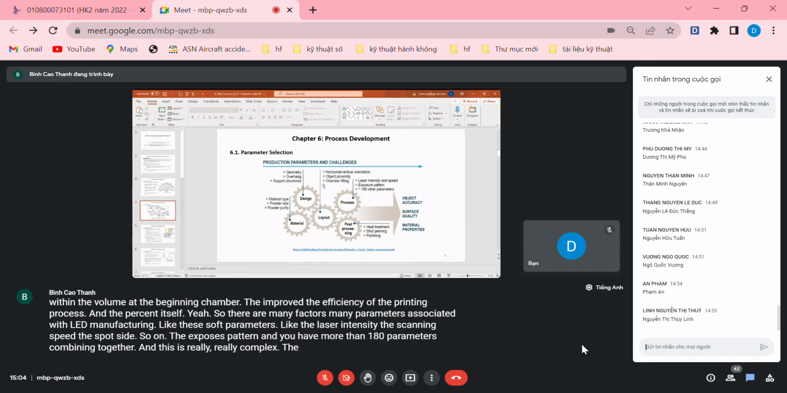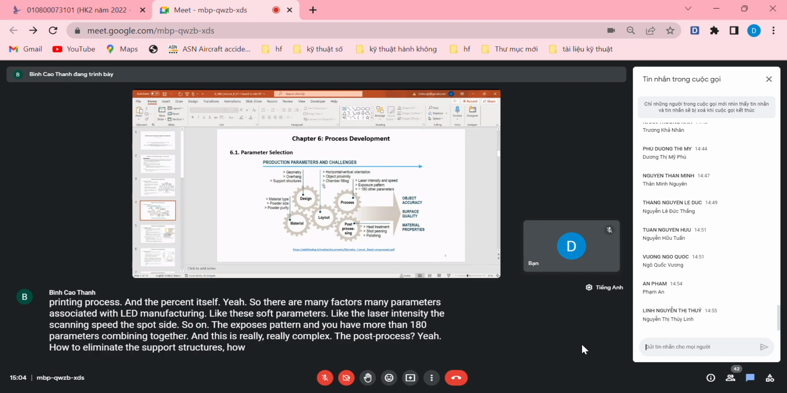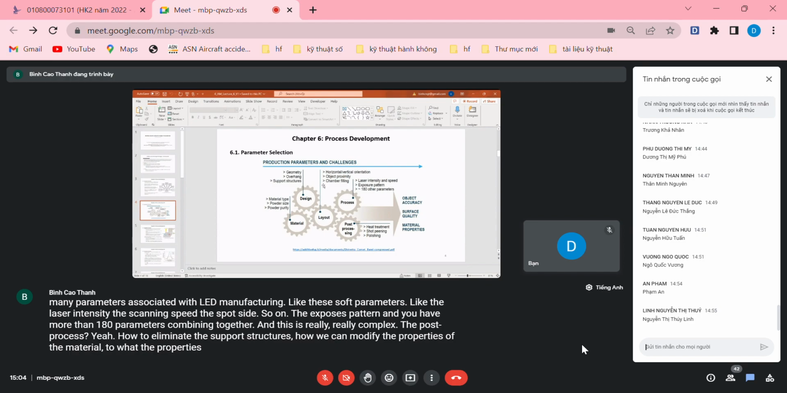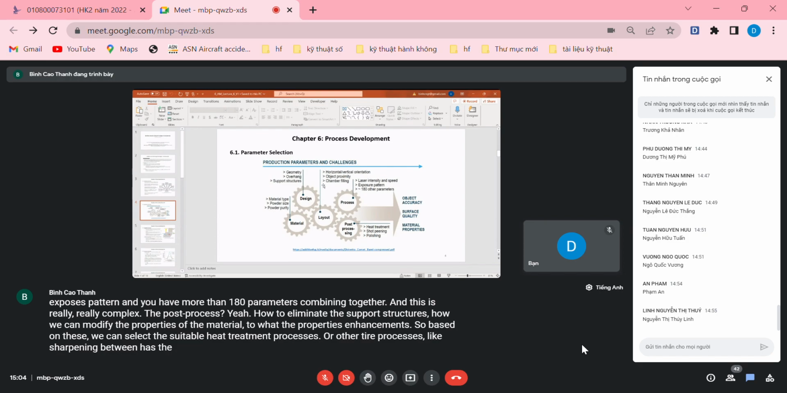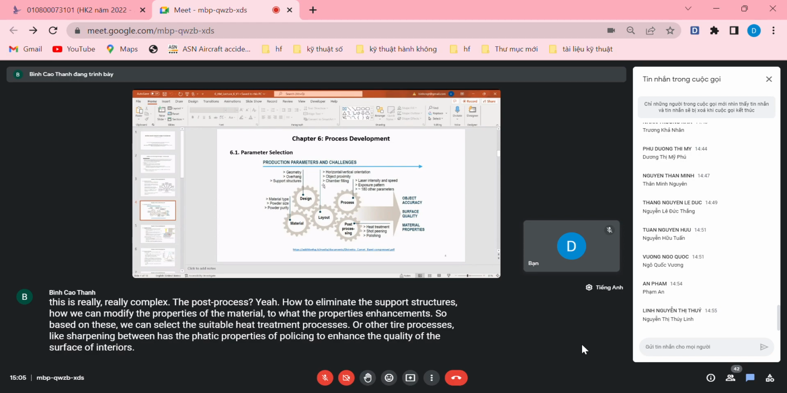The post process: how to eliminate the support structures, and how we can modify the properties of the material toward property enhancements. Based on this, we can select suitable heat treatment processes or other types of processes, like shot peening to enhance the fatigue properties, or polishing to enhance the quality of the surface of the materials. And these will influence the object accuracy, surface qualities, and material properties of the parts.